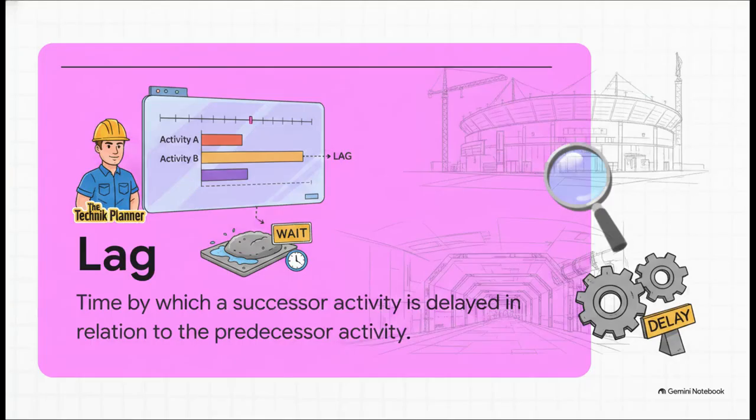Moving into part two, lag equals gap. Let's formally define what this means in the physical world. A lag is the amount of time by which a successor activity is delayed in relation to the predecessor activity. And this brilliantly illustrates exactly what we mean when we talk about a waiting period. It represents a physical reality where something literally cannot happen yet.